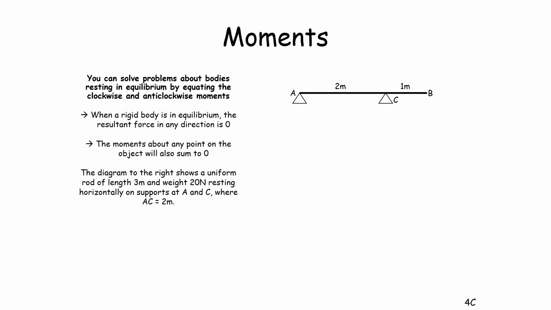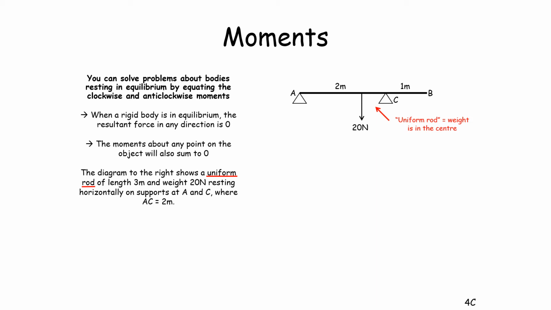Okay, so let's have a look at this question here. We're told the diagram to the right shows a uniform rod of length 3 meters and a weight 20 Newton, resting horizontally on supports at A and C, where AC is 2 meters. The key thing to remember here is we're talking about a uniform rod. So if it's a uniform rod, that means the weight is in the center.